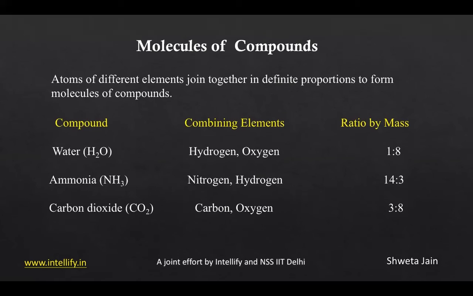In the case of ammonia, nitrogen and hydrogen combine together in a fixed ratio by mass of 14:3. In carbon dioxide, carbon and oxygen combine in a fixed ratio by mass of 3:8.